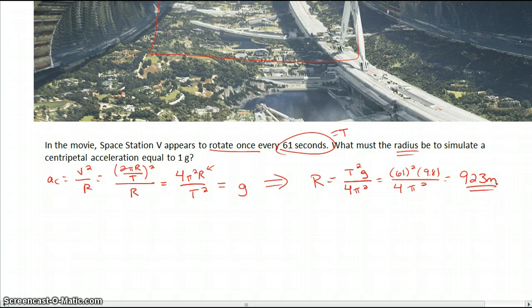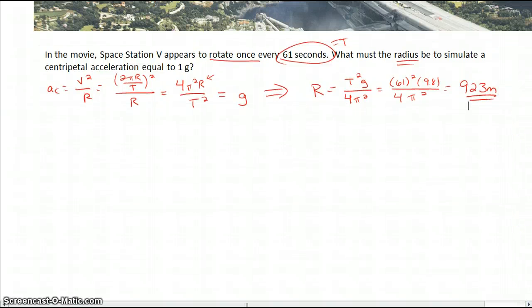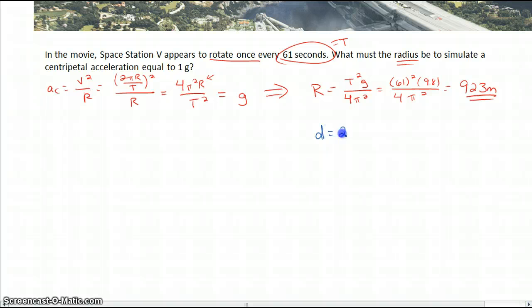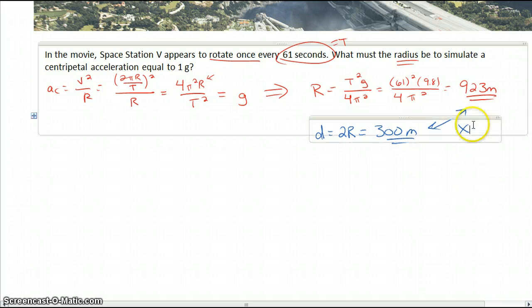And that's pretty darn big. And in fact, according to the 2001 Wikipedia, there's a huge Wikipedia article on this thing, the space station was said to have had a diameter, which is 2 times the radius, of 300 meters. So wait a minute, that doesn't work. That doesn't jive with what we got.